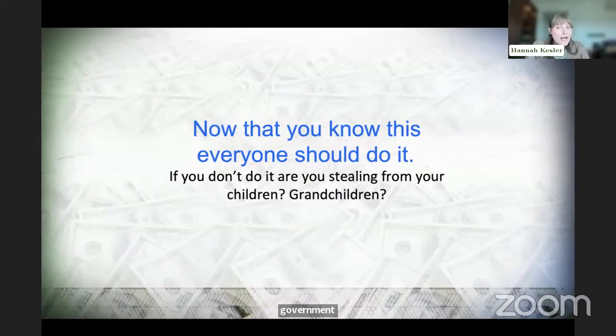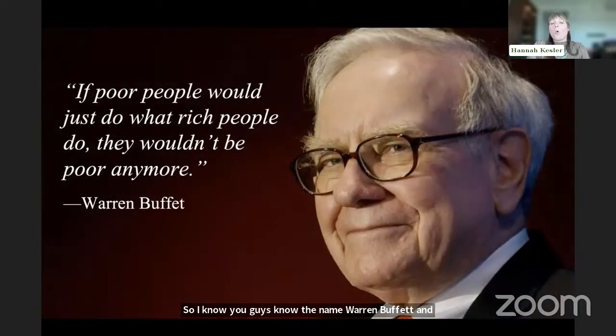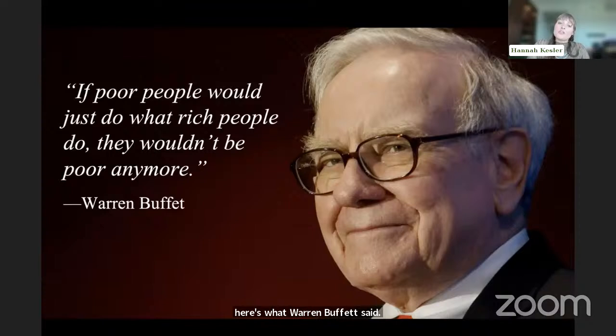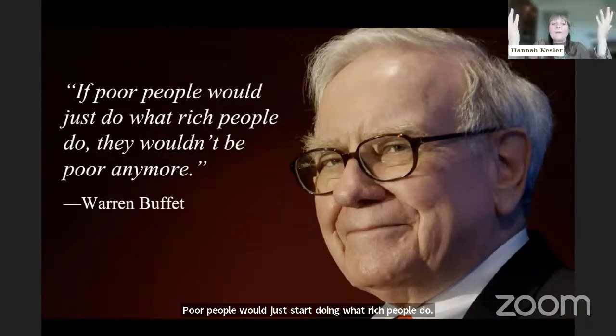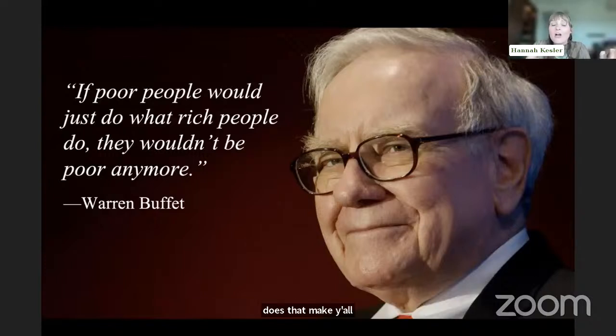So I know you guys know the name Warren Buffett, and here's what Warren Buffett said. If poor people would just start doing what rich people do, they wouldn't be poor anymore. How much freaking sense does that make, y'all? I'm not going to reinvent the wheel. I really don't know when Warren Buffett said this, but I remember my dad bringing it up around the kitchen table back in 2008. But oh my gosh, all I'm going to do is just mimic and imitate what the elite and the wealthy are doing.